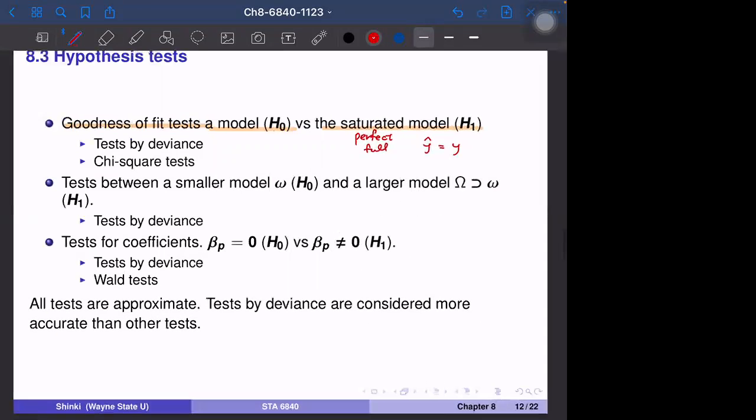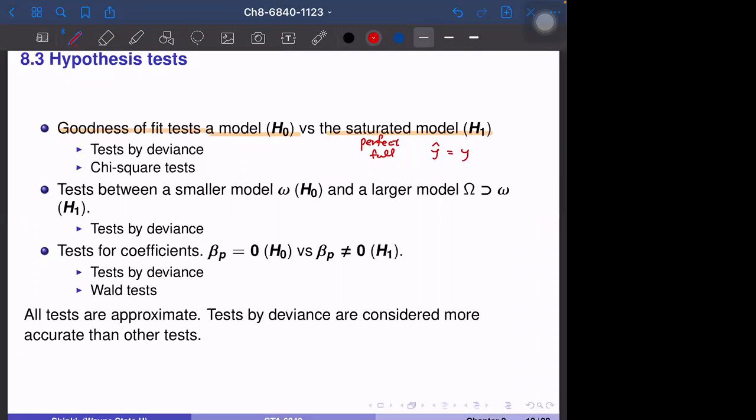Of course, if we have more parameters, then we have more accurate data. So we consider the situation that a small number of parameters explain most of the variation. And if that's the case, then we pass the test. So actually the H0 is not rejected. So we use 2 methods. One is the test by deviance, and the other is the chi-square test. And the second test is the test between a smaller model W and the larger model omega.